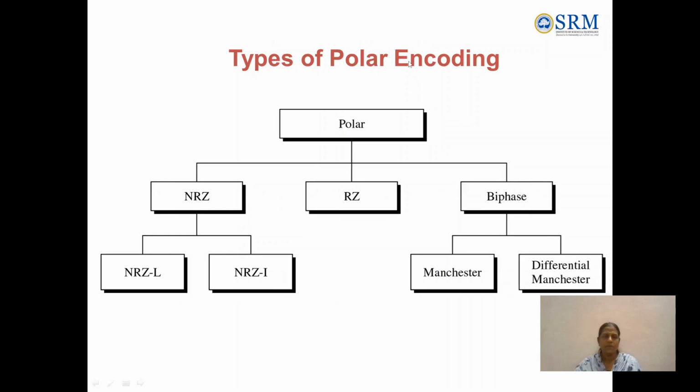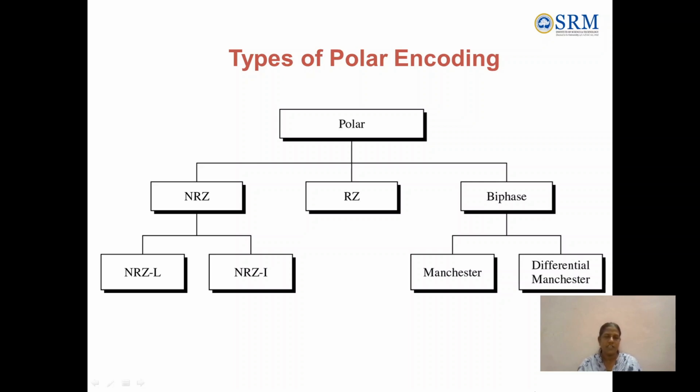Coming to the types of polar encoding, polar encoding is basically classified into non-return to zero, return to zero, and biphase encoding. Non-return to zero is classified into non-return to zero L, where L stands for level, and non-return to zero I, where I stands for inversion. Likewise, we are going to see return to zero. In biphase, there are two flavors: Manchester and differential Manchester encoding.